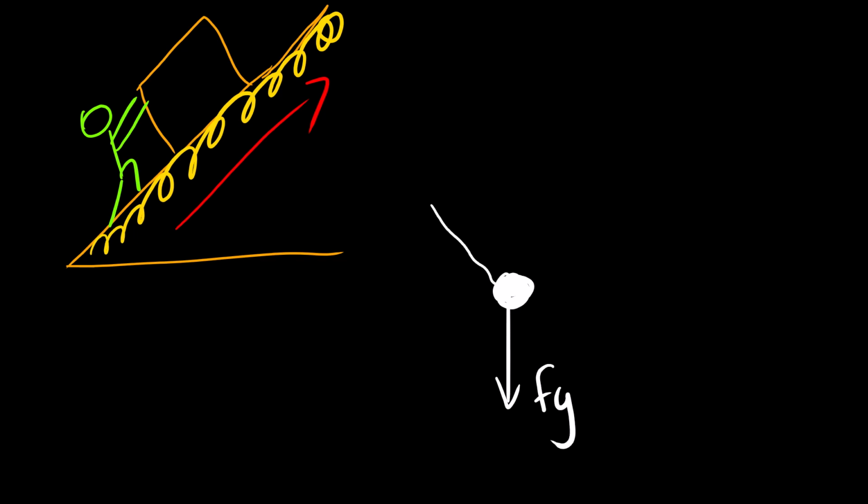Our next example, we have an object being pushed up. This is the direction, it's going up, and then the surface has friction. Now, what is the free body diagram? Fg, normal force, our force applied, and our kinetic friction.